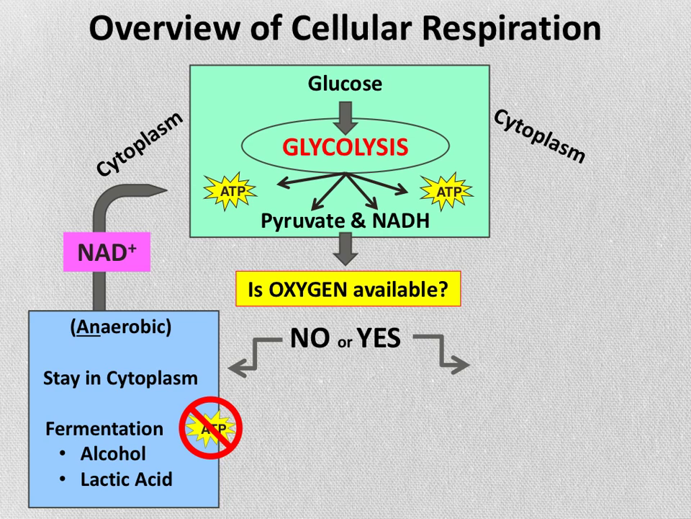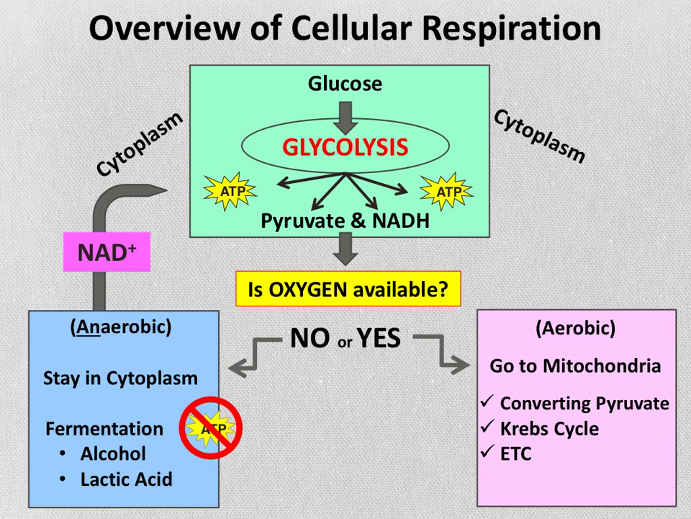is more readily available. And if oxygen is available, pyruvate and NADH will head to the mitochondria to carry out aerobic respiration. This includes conversion of pyruvate, Krebs cycle, and the electron transport chain. And the beauty of the aerobic pathway is that it makes lots of ATP from that glucose.